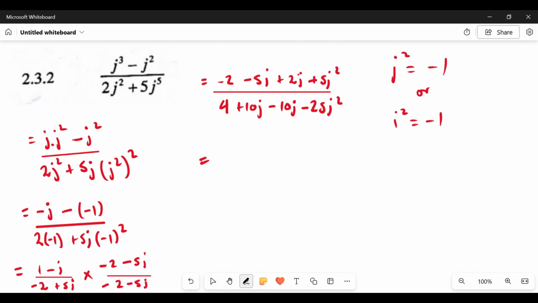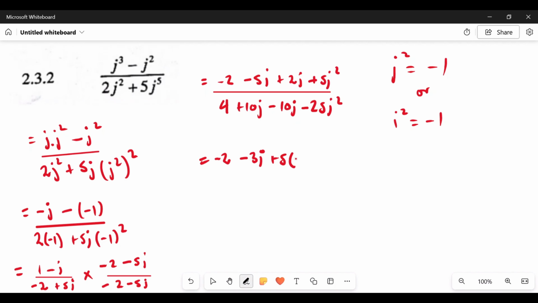Again, whenever there are like terms, they're going to subtract or add. So if we look at our numerator here, we have negative 5j and positive 2j. First of all, we're just going to rewrite the real number, and then negative 5j plus 2j is going to give us negative 3j, and then plus 5.